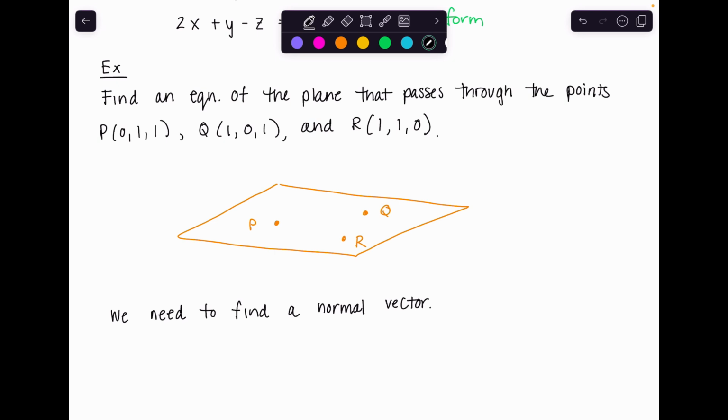But because the plane contains these points, that means it contains the vector PQ, and it also contains the vector PR. So PQ and PR are vectors in the plane.